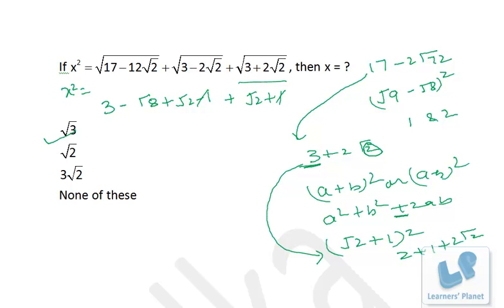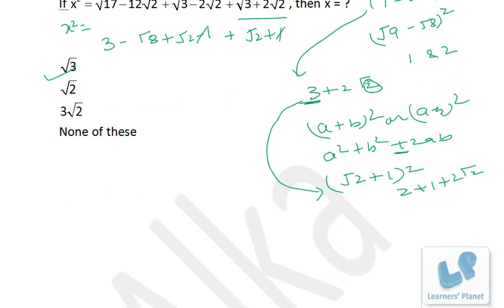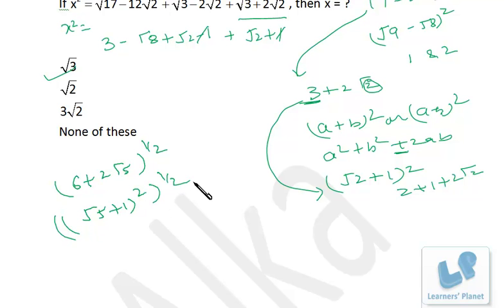Okay? I quickly take one or two more examples so this concept will be clear in your mind once and for all. Suppose I have 6 plus 2 root 5. I have to find out the square root of this. See what? Product of the number should be 5 and sum must be 6. So that's 1 and 5. So that's root 5 plus 1 whole square. And this is square root. So finally it is root 5 plus 1. Isn't it very simple?